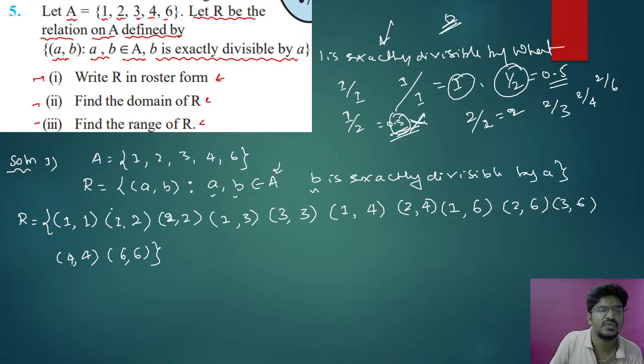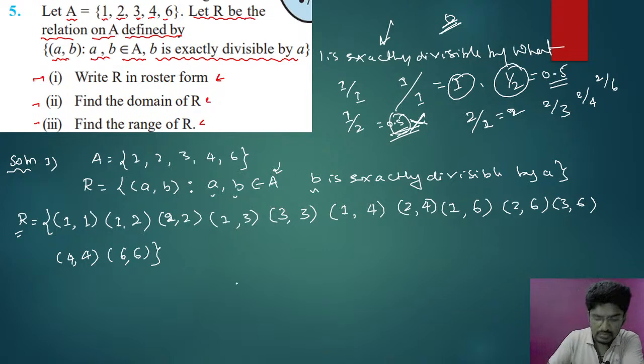See, 1 is exactly divisible by 1. 2 is exactly divisible by 1. 2 is exactly divisible by 2. 3 is exactly divisible by 1. 3 is exactly divisible by 3. 4 is exactly divisible by 1, by 2, and by 4. 6 is exactly divisible by 1, by 2, by 3, and 6. Okay. So therefore, this is going to be your ordered pairs.